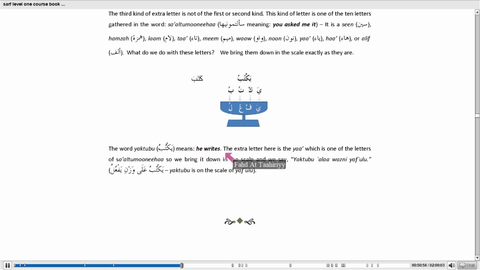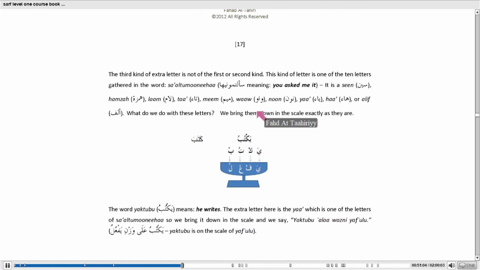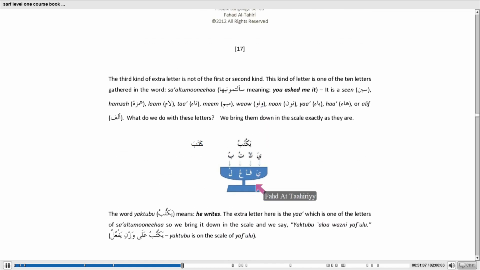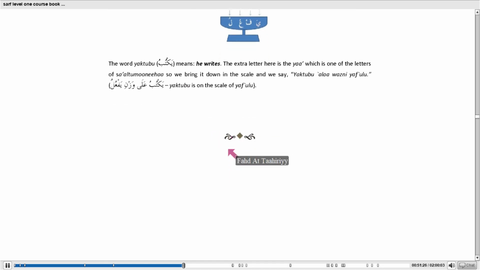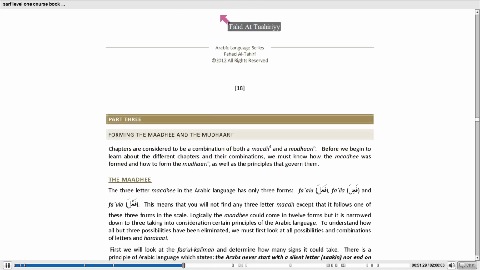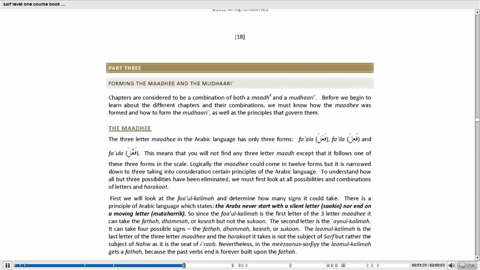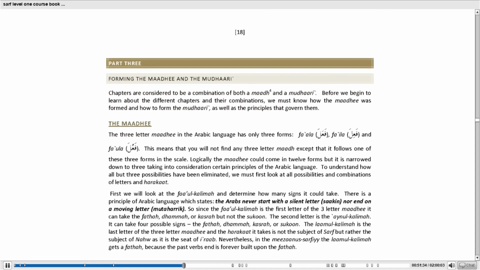Understood? So the word yaktubu means he writes. The extra letter here is the ya, which is one of the letters of sa'altumuniha, as you can see. I meant drop it down in the scale. So sa'altumuniha, there you go, the ya is here, one of those extra letters. So we bring it down in the scale as we say يكتب على وزن يفعل, meaning يكتب is on the scale of يفعل. Understood? Good.